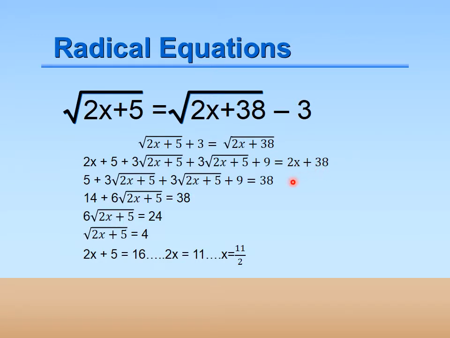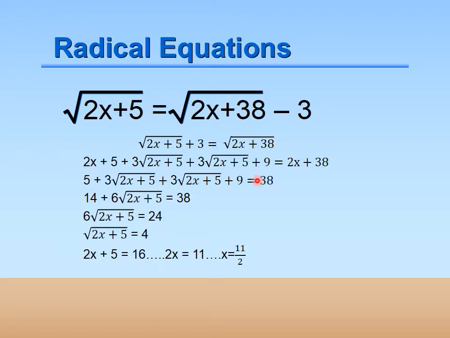So now I'm going to go ahead and try to isolate this radical, right? In order to isolate this radical, the square root of 2x plus 5, I'm going to subtract 2x from both sides. And when I subtract 2x from both sides, oh, it completely cancels out. There's no more 2x's on either side. So I'm left with 5 plus 3 square root of 2x plus 5 plus 3 square root of 2x plus 5 plus 9 equals 38.